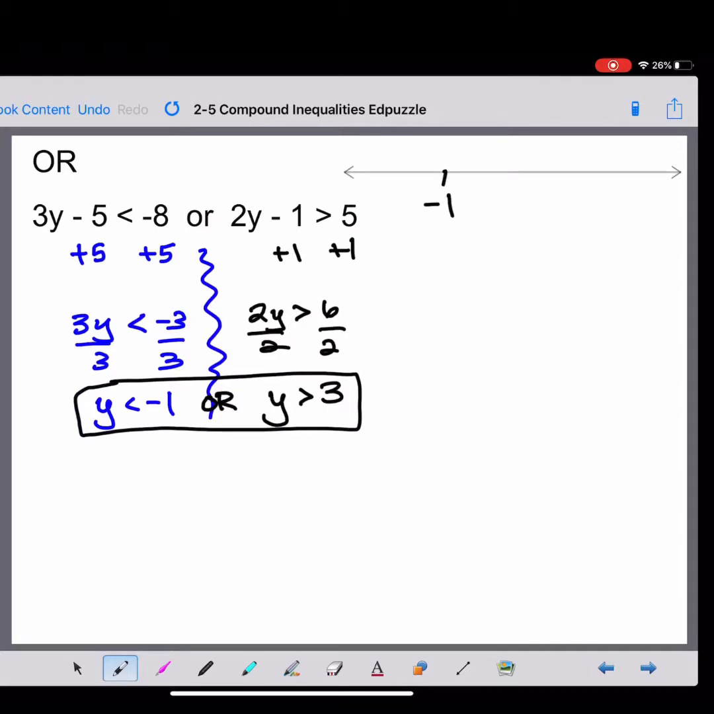Smaller number goes on the left, bigger on the right. So when I graph, y is less than negative 1, y is greater than 3. So we have multiple solutions, and since this is an or statement, any solution that lies on that number line that is smaller than negative 1 or greater than 3 is considered a solution.